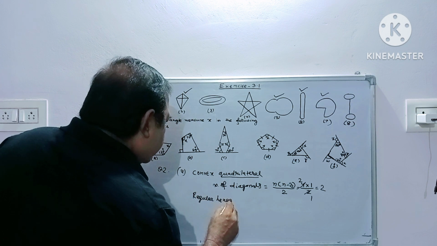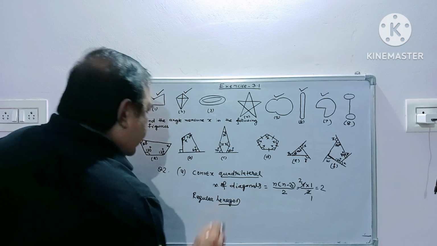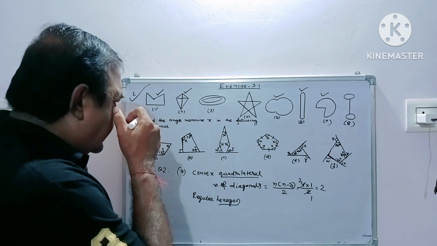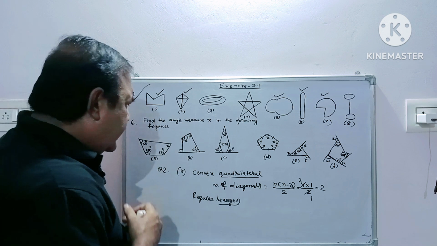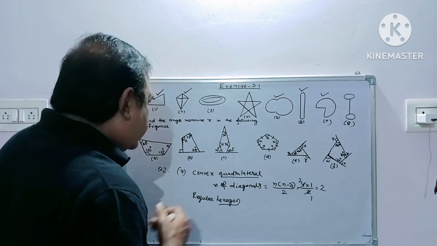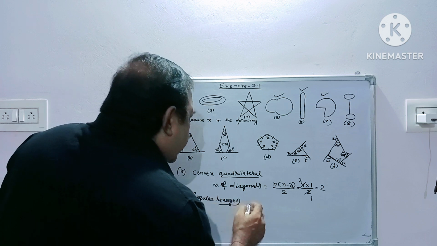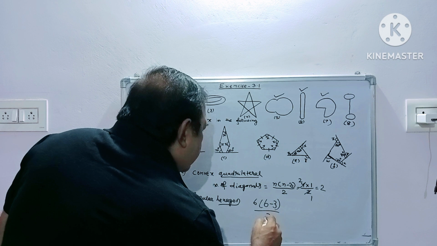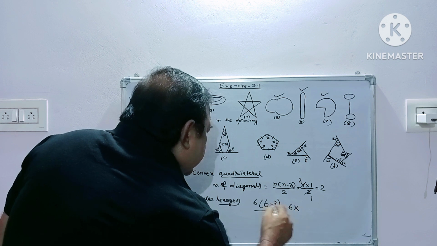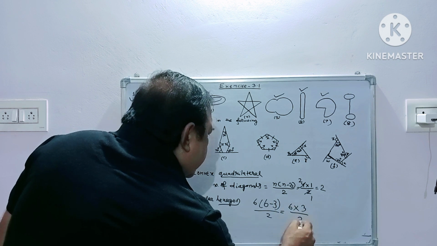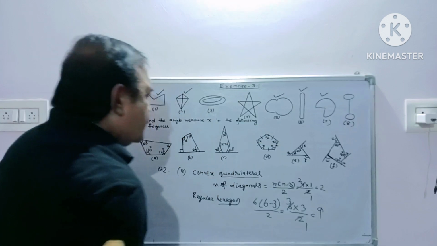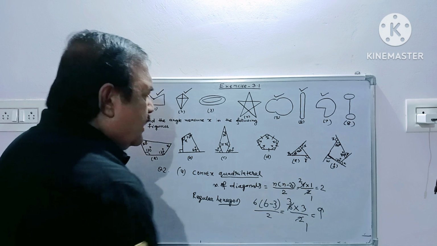Regular hexagon. In case of a hexagon, the number of sides is 6. One hexagon has 6 sides. So what is the number of diagonals? 6 into 6 minus 3, divided by 2. That is equal to 6 into 3 divided by 2. 2 1 is 2, 2 3 is 6. That is 9. So a regular hexagon has 9 diagonals.